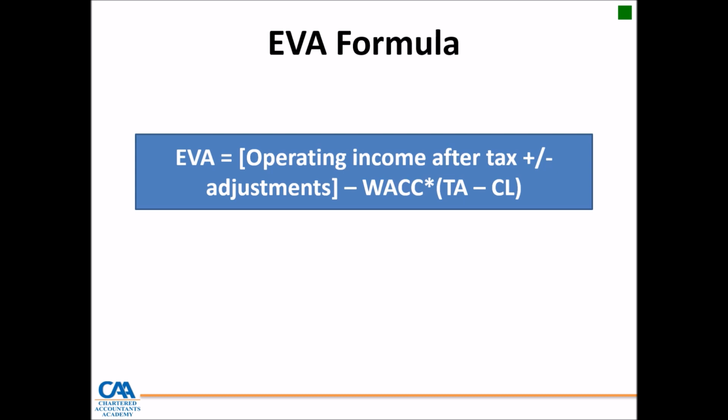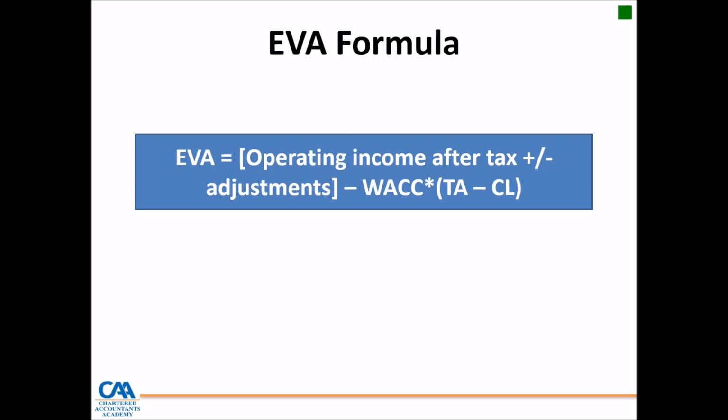Now let's go into the formula. As we discussed earlier, EVA wants to measure value that is created from the capital that has been invested in the project, and what return in the form of profits we are getting. So the formula is our operating income after tax plus or minus adjustments, which are accounting adjustments, less my WACC multiplied by total assets less current liabilities.